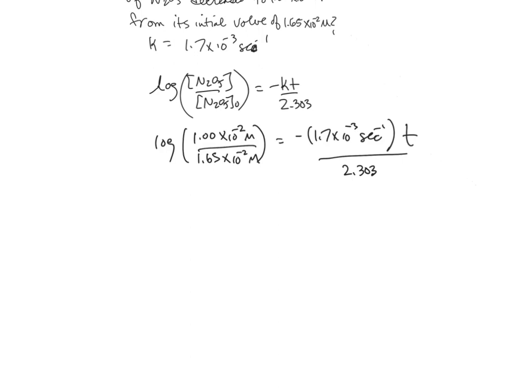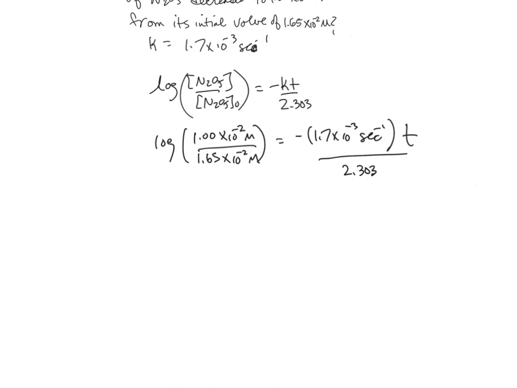And for this one, you should practice this logarithm thing. And don't forget that you take the ratio first and then you take the logarithm of the ratio. I do not recommend that you plug in log of 1 times 10 to the minus 2 minus log of 1.65 times 10 to the minus 2. It is not incorrect, but students tend to mess it up, just get really wrong answers.